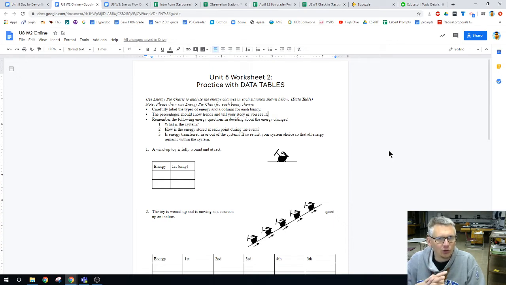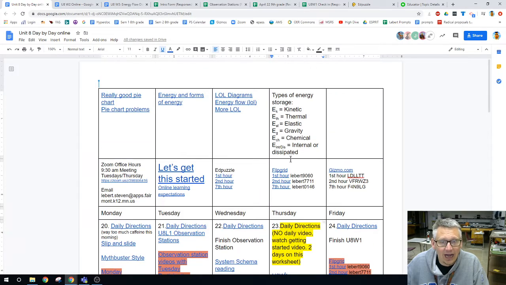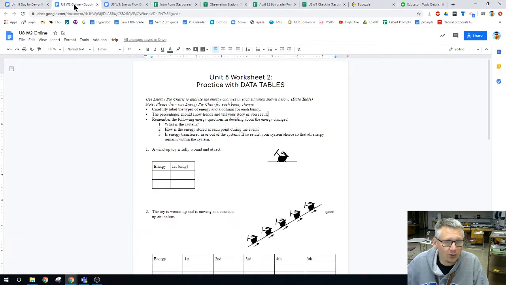We are going to carefully label our types of energy. And if you need help with the types of energy, you can go back to the day by day up on top. I have them listed there for you. And if you want to write them down somewhere, I'm not going to ever hide them from you. If we were in school, I would have them on the board for you to look at.